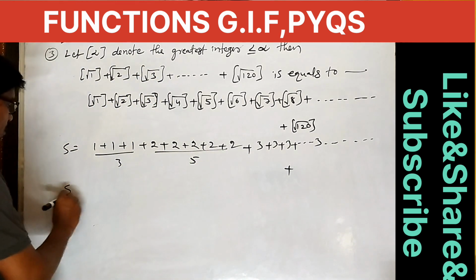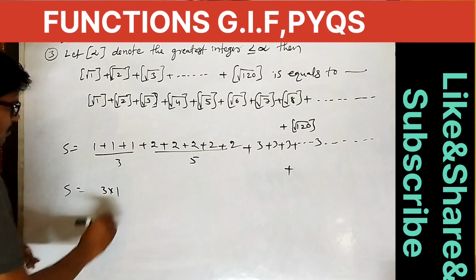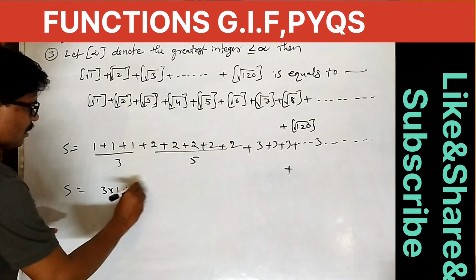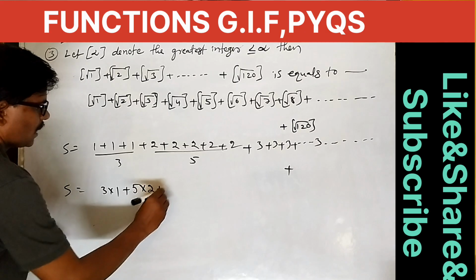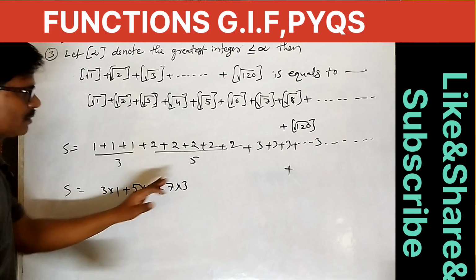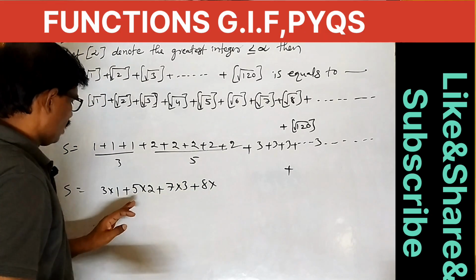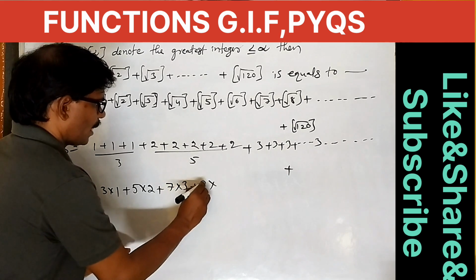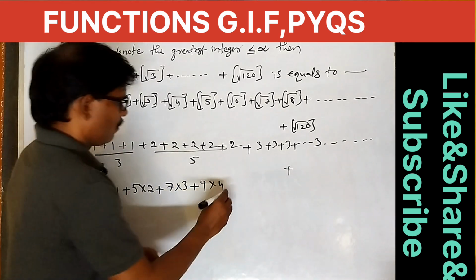S is equal to, how many numbers are there here? 3. Here 3 into 1. Next, how many numbers are there here? 5. 5 into how many 2s are there here? 2s. Next plus 5. Next 7 into how many 3s? 7 3s. Next plus 9 into 4, this is the 4. Next plus and so on.